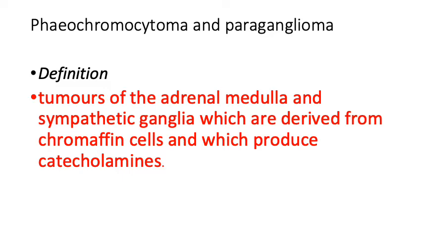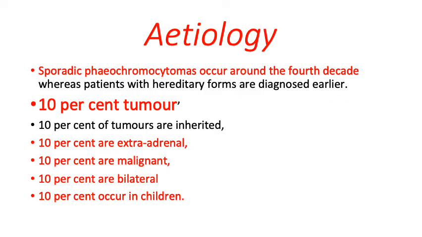The next condition in the adrenal gland is pheochromocytoma and paraganglioma. The definition of pheochromocytoma is tumors of the adrenal medulla and sympathetic ganglia, which are derived from chromaffin cells and produce catecholamines. Regarding the etiology, sporadic pheochromocytoma occurs around the 4th decade, and hereditary pheochromocytoma is diagnosed earlier.